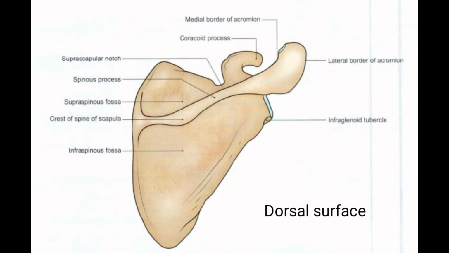Infraspinous fossa, the area below the spine of the scapula, it displays a convex shape. The infraspinatus muscle originates from this area. Supraspinous fossa, the area above the spine of the scapula, it is much smaller than the infraspinous fossa and is more convex in shape. The supraspinatus muscle originates from this area.